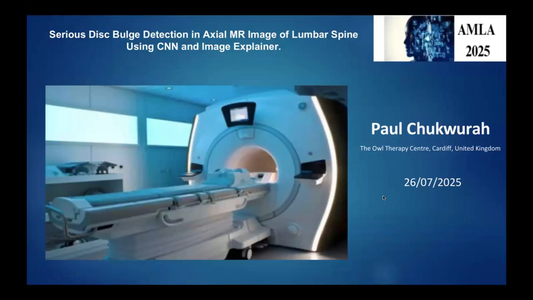The topic of the research I worked on with a couple of colleagues was on detecting serious disc bulge in the axial view of an MRI image of a lumbar spine. For this, we used a convolutional neural network, and we also used an image explainer, LIME, precisely, which is the local one.